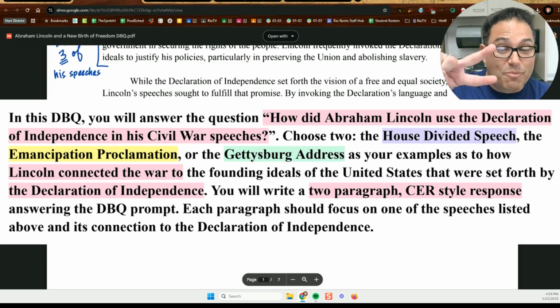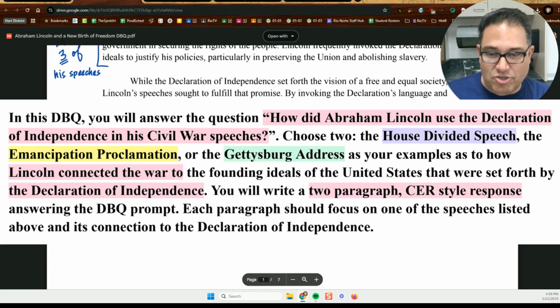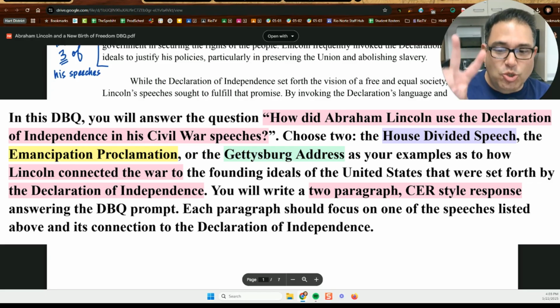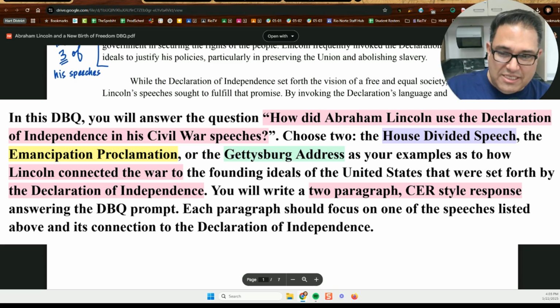2 paragraphs, so you're going to pick 2 of these 3 of Lincoln's speeches. You're going to write a CER style response, claim, evidence, reasoning, answering the DBQ prompt. Each paragraph should focus on one of the speeches listed above and its connection to the Declaration of Independence.